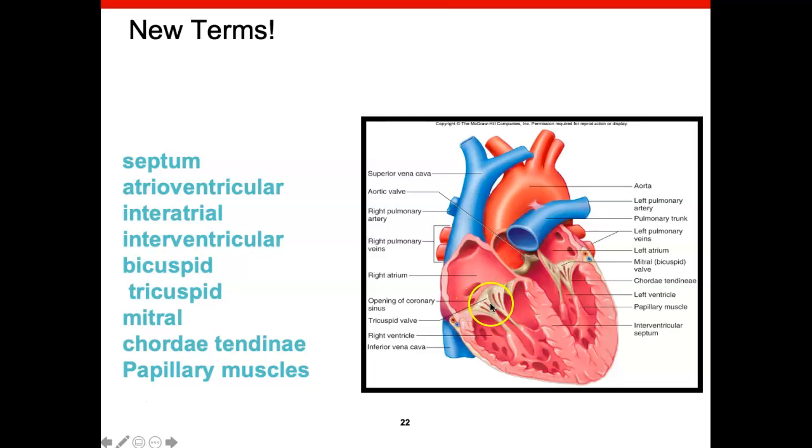Now there's an opening here called an orifice that's guarded by a valve. So this odd looking structure here is the valve. It's called a cuspid valve. A cusp is a leaf. So this is a tricuspid valve. There's 3 leaves. Here's a bicuspid valve. A bicuspid valve is also called a mitral valve.